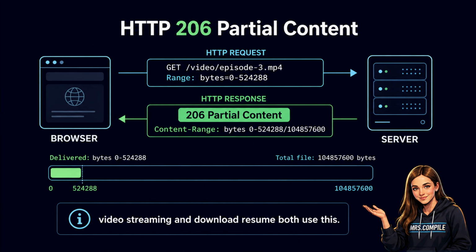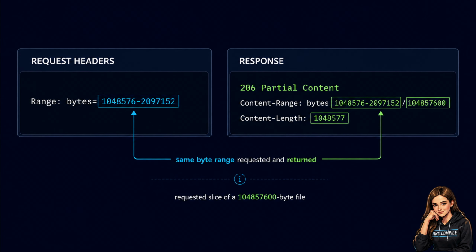206 means partial content. You requested a range of data. Video streaming uses this constantly. When Netflix sends you the next 30 seconds of a film, it doesn't send the whole file. It sends a range. The response is 206. Range delivered. This is also how download managers support pause and resume.